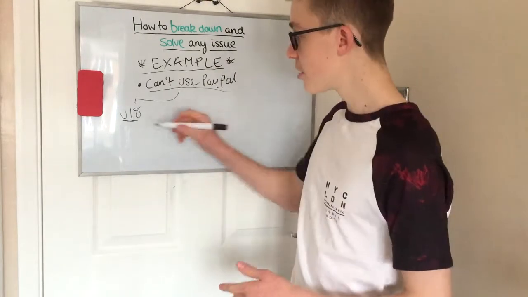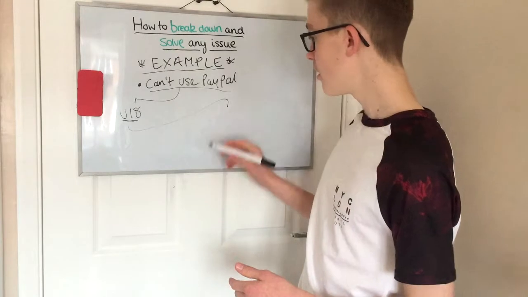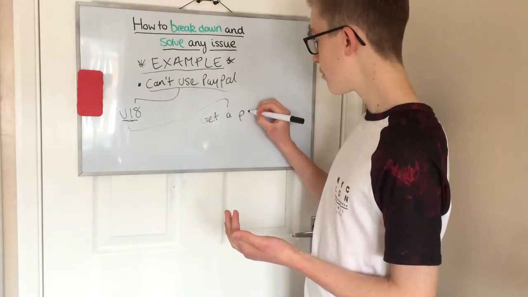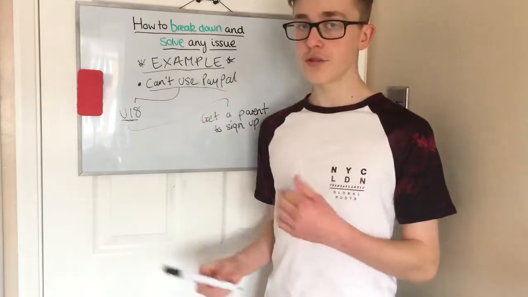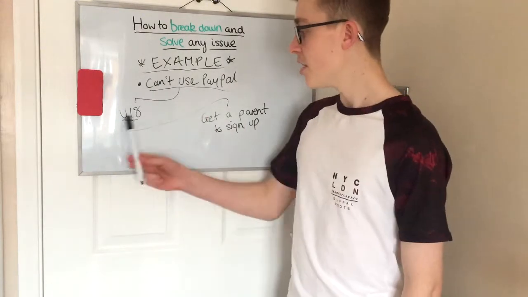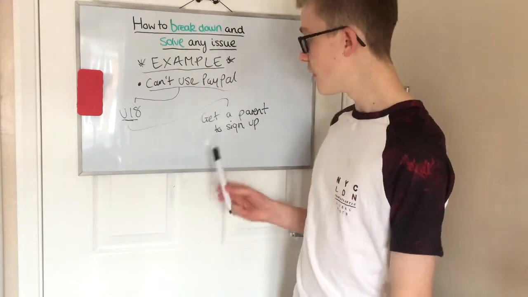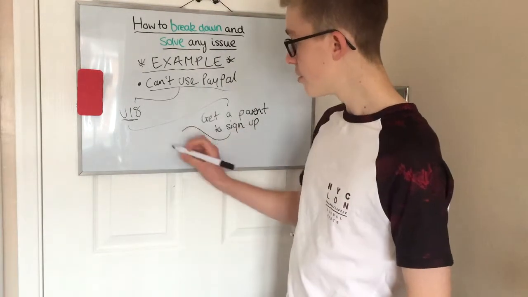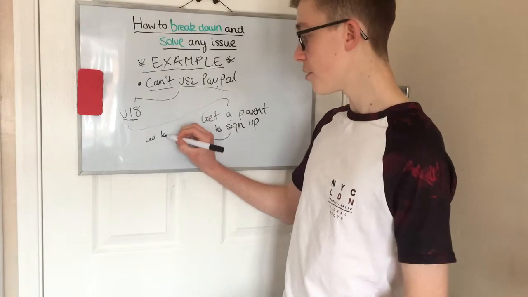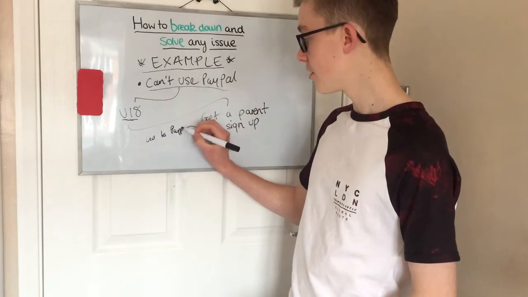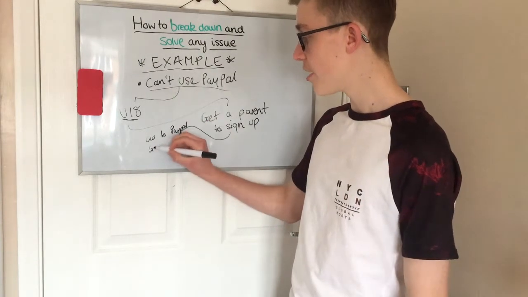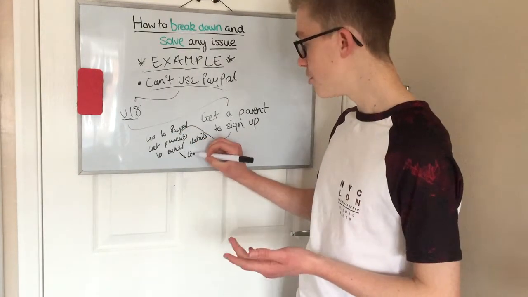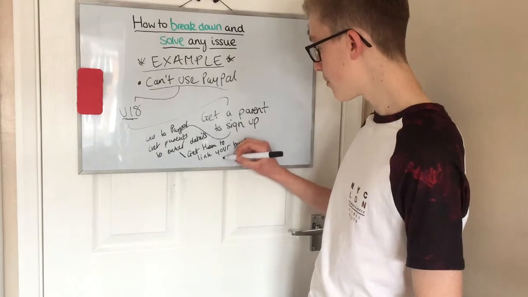So you think about the solutions, go over here. One solution, get a parent to sign up. So we've gone from breaking down the problem to then finding a solution, getting a parent to sign up. Now we need some practical action. So go to PayPal and get parents to enter details, and then actually get them to link your bank account.